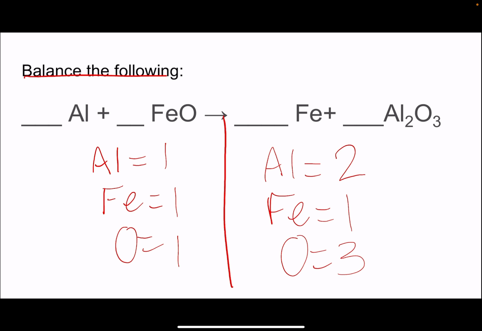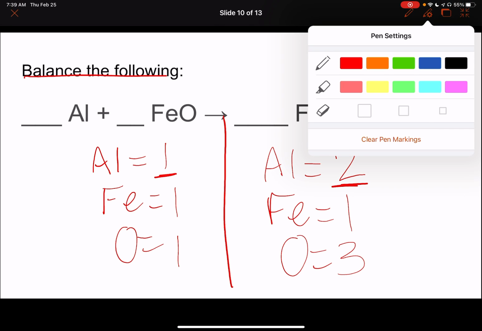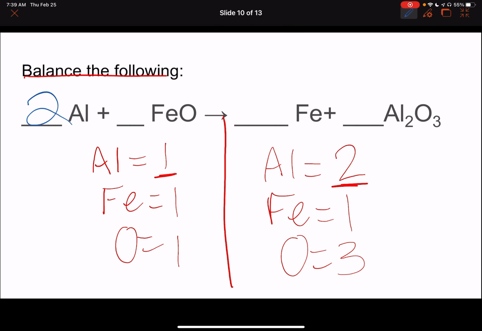If we start with our Al, how do we make a 1 look like a 2? We're going to have to put a coefficient as a multiplier of 2. So 2 times 1 is 2, and my Als are good. Now I have 1 Fe and 1 Fe, so that looks good too for now. Then we have a 1 and a 3.